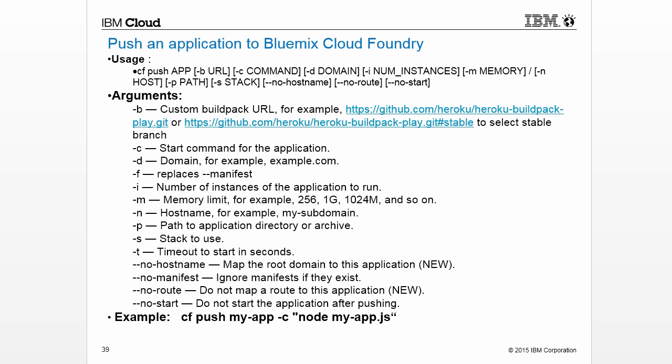The push command in the CF CLI allows you to deploy and start your application in Cloud Foundry. Here you see some usage and arguments. For example, you can use -c for the start command for the application, -d for the domain, -f for the manifest, -i for the number of instances of the application to run, -m for the memory limit, for example 256, 1G, 1024, and so on, -n for the host name, and -t for the timeout to start in seconds.